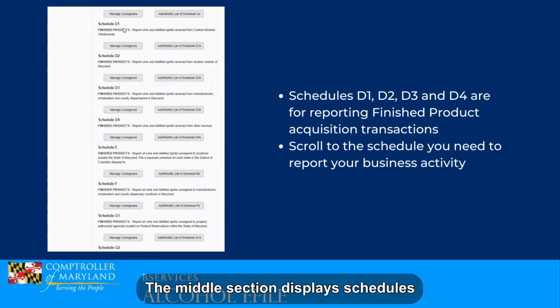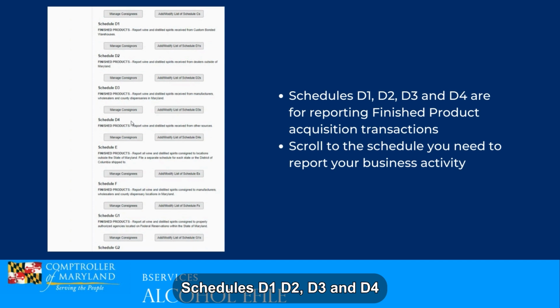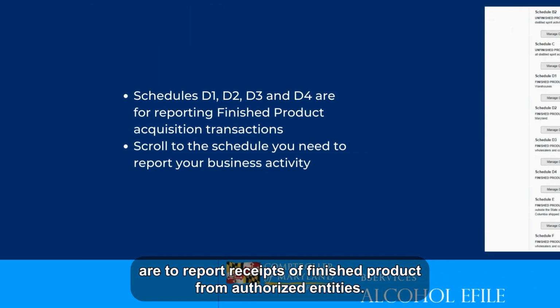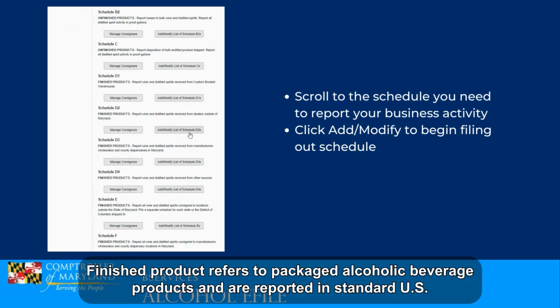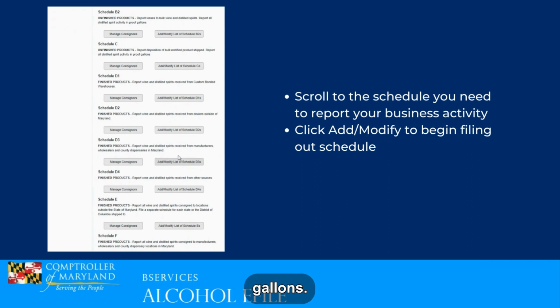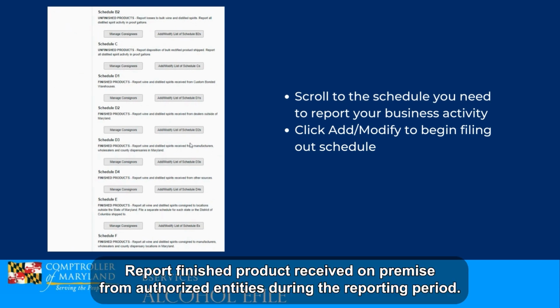The middle section displays schedules related to finished product acquisition activity. Schedules D1, D2, D3 and D4 are to report receipts of finished product from authorized entities. Finished product refers to packaged alcoholic beverage products and are reported in standard US gallons. Use these schedules to report movement of packaged distilled spirits into and within the state of Maryland. Report finished product received on premise from authorized entities during the reporting period.